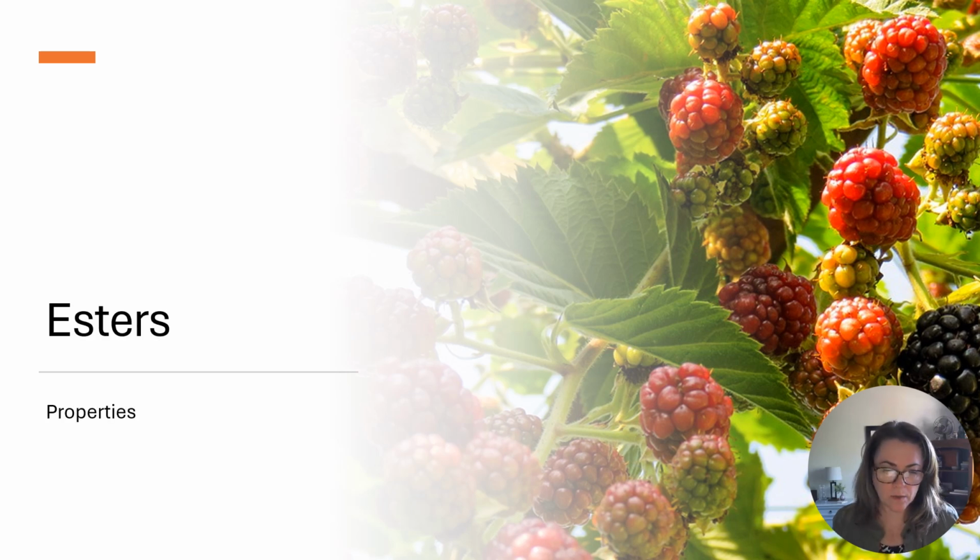All right, so now we're going to be talking about our next organic family. These are the esters. These compounds are actually responsible for some of our more pleasant smells, so things like raspberries, coconut, pineapple, that sort of thing.